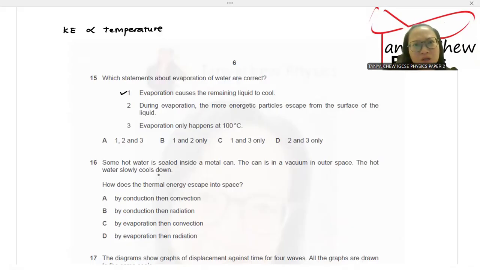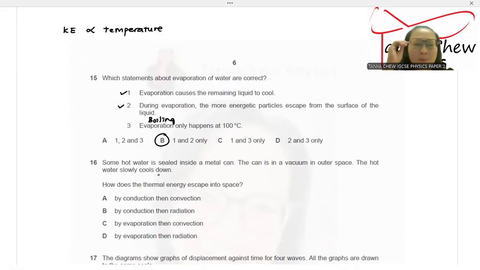So what about the water molecules of lower temperature? Lower temperature, lower kinetic energy. You see that? So that is why evaporation causes a cooling effect. Now, the second, during evaporation, the more energetic particles escape from the surface of the liquid. This is also true about evaporation. The third statement, evaporation only happens at 100 degrees Celsius. That is not true. It is the boiling point of pure water that only happens at 100 degrees Celsius. So 1 and 2, B is the answer.